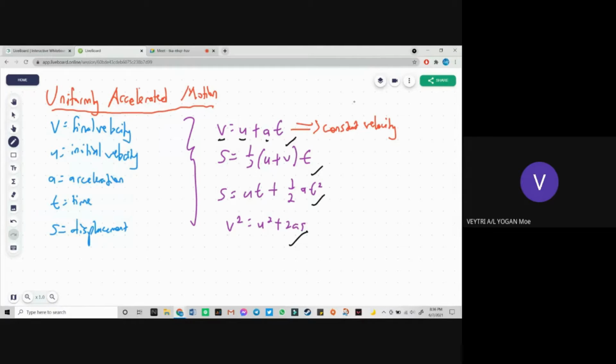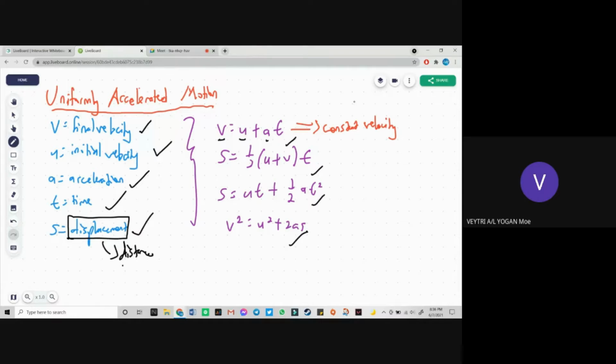So there's a couple of symbols that you guys need to know. Number 1, V indicates final velocity, U indicates initial velocity, A acceleration, T time, S displacement. Okay, S ni boleh juga jadi distance. When they ask to calculate distance, maksudnya gunalah S ni sebagai distance.